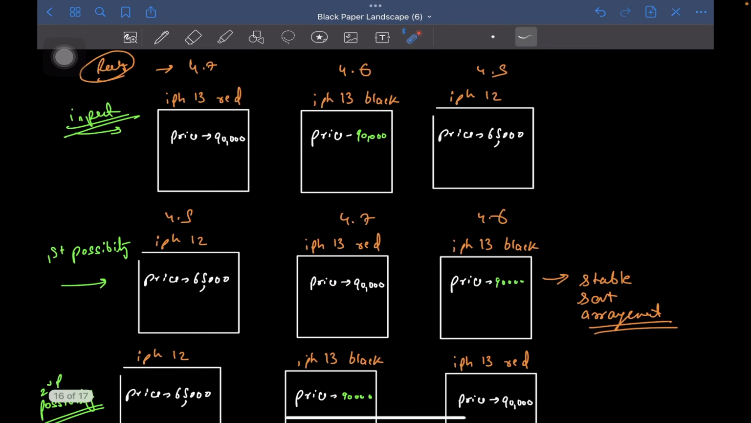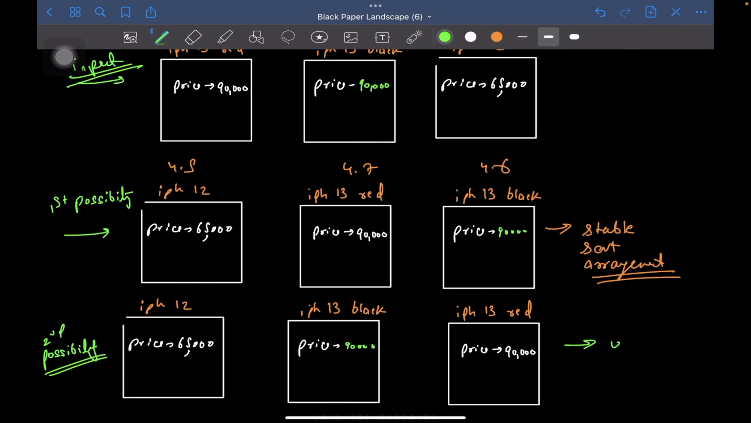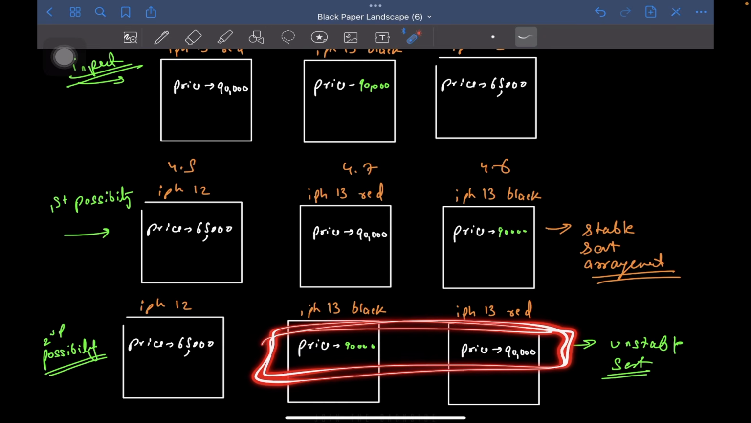What is the relative order? That with respect to product red, black is after product red, right? So here also with respect to product red, black is after product red. That is going to be called as stable sort. But if that arrangement gets shuffled, then it is going to be called as unstable sort, right? That is, now the relative ordering changed. Previously with respect to product red, black was after it. Now with respect to product red, black is before it. So relative ordering changed, right? For two elements which were having the same value.